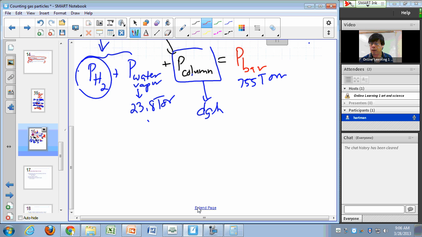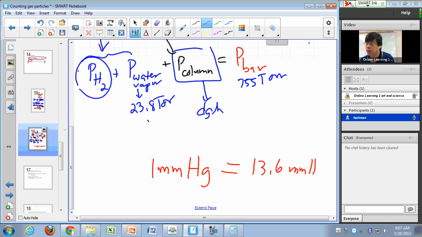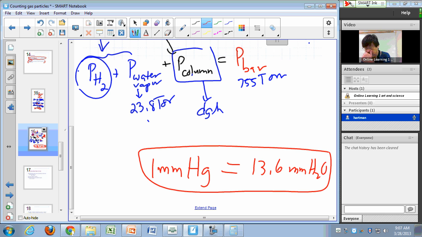1 millimeter of mercury is equivalent to 13.6 millimeters of water column. That's a good conversion to know. That's simply because the density of mercury is 13.6 times bigger than that of water. Density of water is 1, density of mercury is 13.6. So your water column is not going to exert as much pressure as a mercury column.